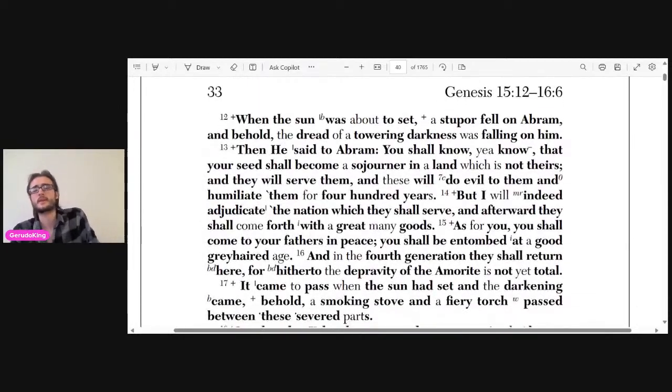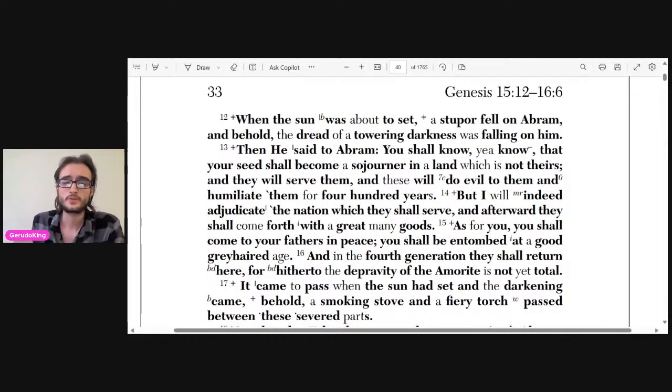When the sun was about to set, a stupor fell on Abram, and behold, the dread of a towering darkness was falling on him. Then he said to Abram, "You shall know, yea, know, that your seed shall become a sojourner in a land which is not theirs, and they will serve them, and these will do evil to them and humiliate them for 400 years."